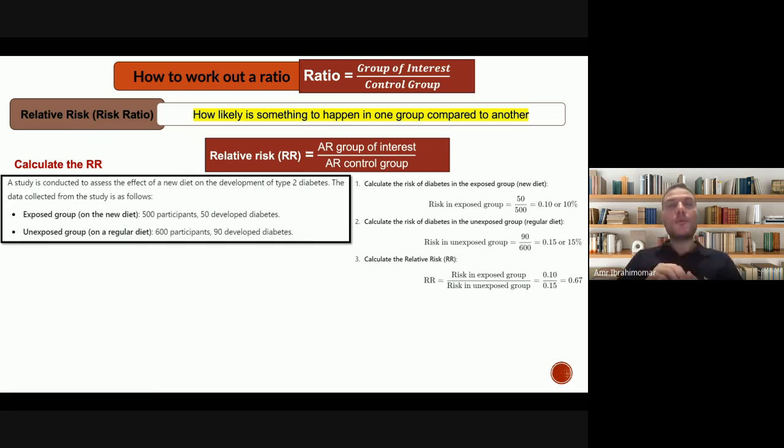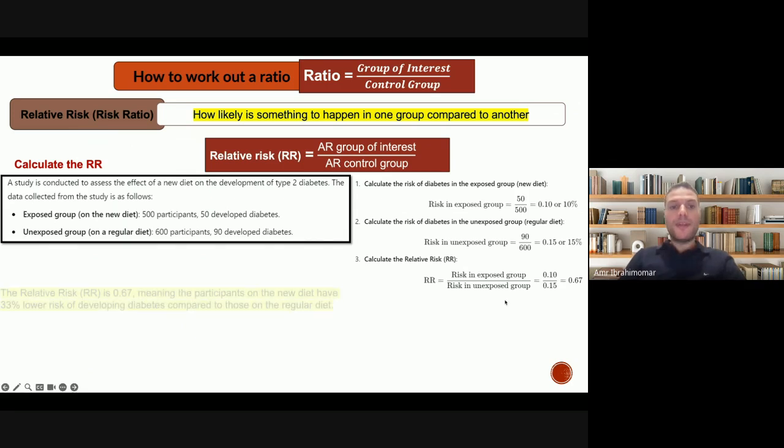Listen carefully, because many people confuse themselves with this point. So the relative risk, we are comparing the risk between two things: someone taking a new drug, new medication, new diet, whatever, or had the intervention, compared to the control group. The risk came 0.67. What does that mean? That means having a new diet reduces your diabetes risk by 33%.